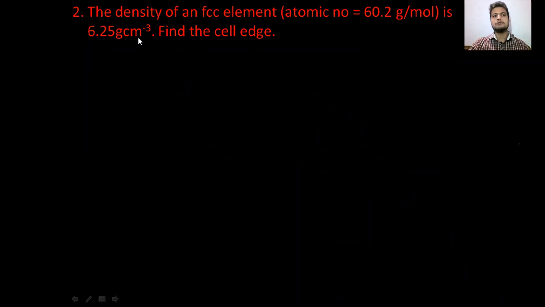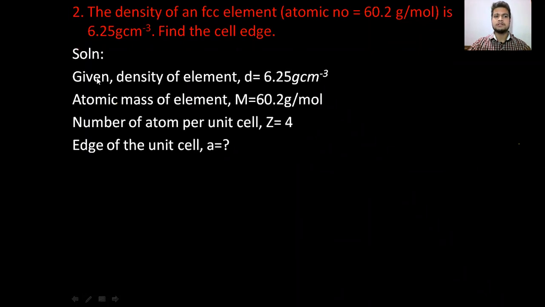is 6.25 gram per centimeter cube. Find the cell edge. So we have to find now A. Okay, so what are the things given? The things which are given are the density of the element, which is 6.2 gram per centimeter cube, and the atomic mass of the element, that is M, which is 60.2 gram per mole.